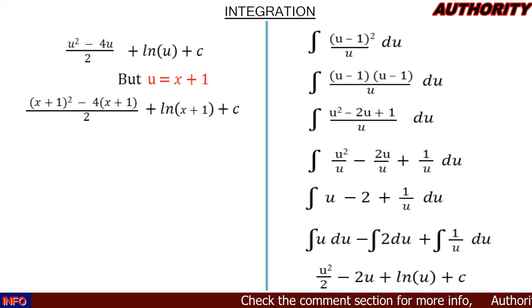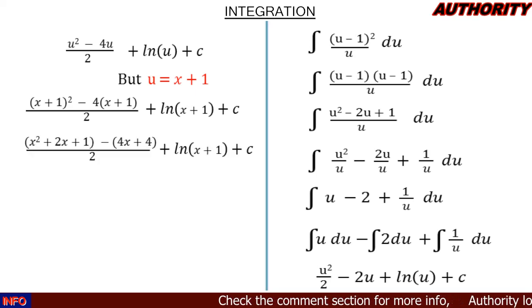Now in this place we will have (x plus 1) squared. In simplifying this, we are going to have x squared plus 2x plus 1. And then let's use 4 to multiply the brackets. That means we're going to have minus open bracket 4x plus 4 all over 2 plus ln(x plus 1) in bracket plus c.